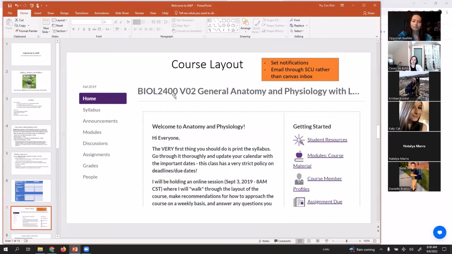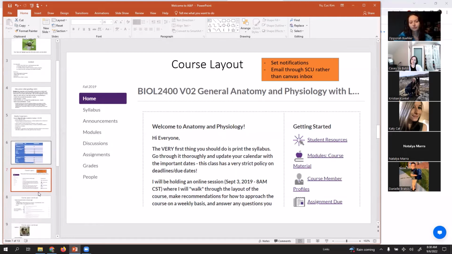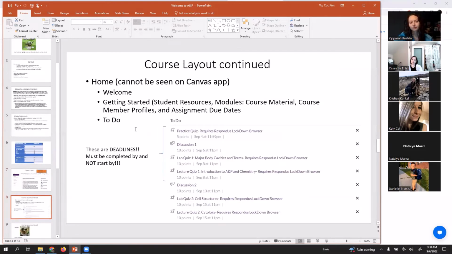All right. So the course layout on Canvas looks very similar to this. There's a home, syllabus, announcements, modules, discussion, assignments, grades, and people. There's student resources, modules, course material, and then course member profiles, and then the assignment due dates. Just to give you an example of what the course layout looks like. Then on the home page, there's a welcome, a getting started, and then there's a to-do list. And this one is really important and nice because it tells you the due dates and the points for each assignment.